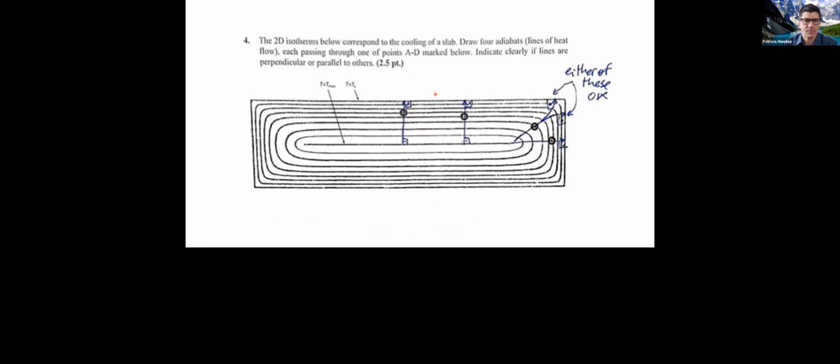This is a more complex problem. In this problem, I gave the isotherms, which are these lines here, and I asked to draw the adiabats going through each of these points. So what do we know? We know the adiabats are perpendicular to the isotherms. So going through this point, I would go through everything that is perpendicular.